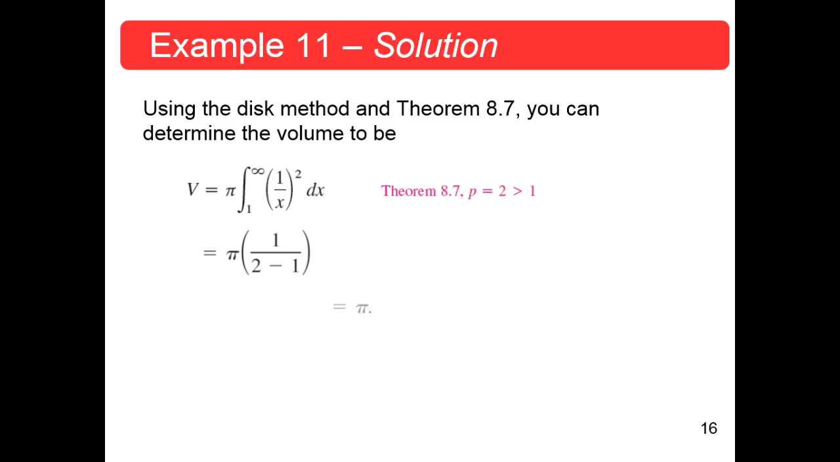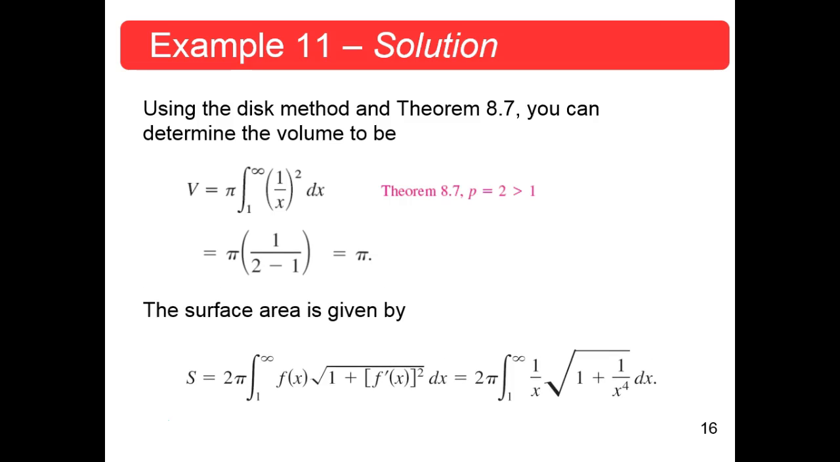Perfectly fine. But the surface area, on the other hand, is 2 pi times, remember how we did the surface area? 2 pi r, and then you do the arc length, which is the square root of 1 plus f prime squared. Your f prime here would be minus 1 over x squared, right?